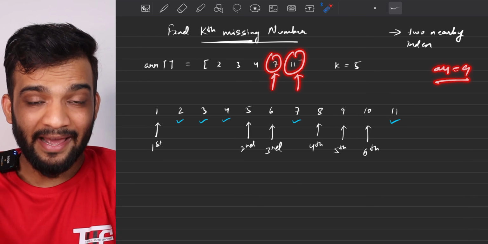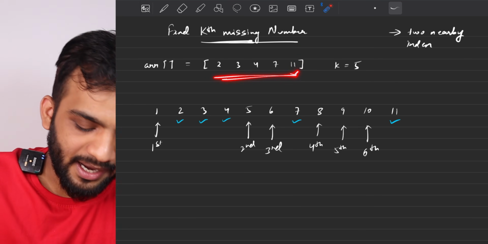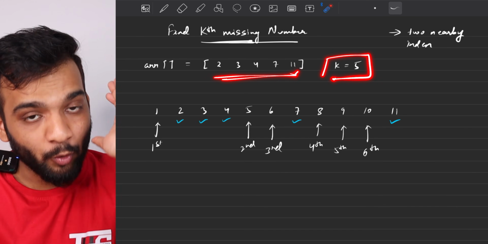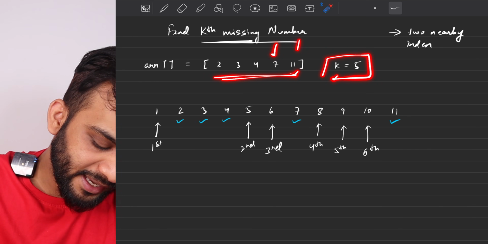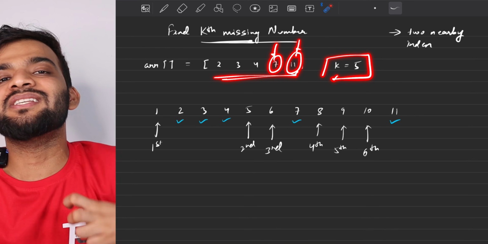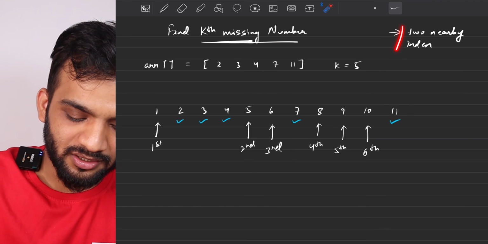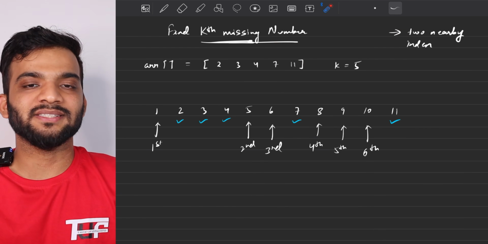I'll figure out 9. As of now, what do I have? I have an increasing array. I have k equal to 5. And what do I need? I need to make sure that I stand on those 2 indexes between which the answer will be. So that's my first task. Figure out the 2 nearby indexes.